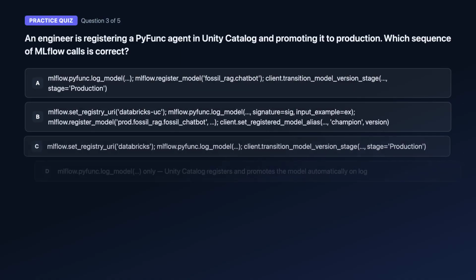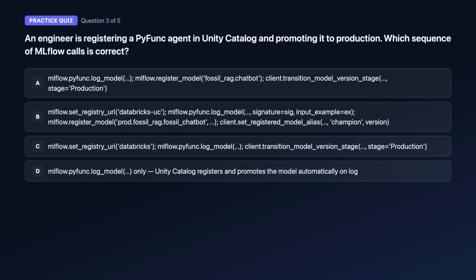Question 3. An engineer is registering a PyFunc agent in Unity Catalog and promoting it to production. Which sequence of MLflow calls is correct? A. Log model, then register model with the name fossilrag.chatbot, then transition model version stage to production. B. Set registry URI to Databricks UC, log model with a signature and input example, register model under prod.fossilrag.fossilchatbot, then set registered model alias to champion.